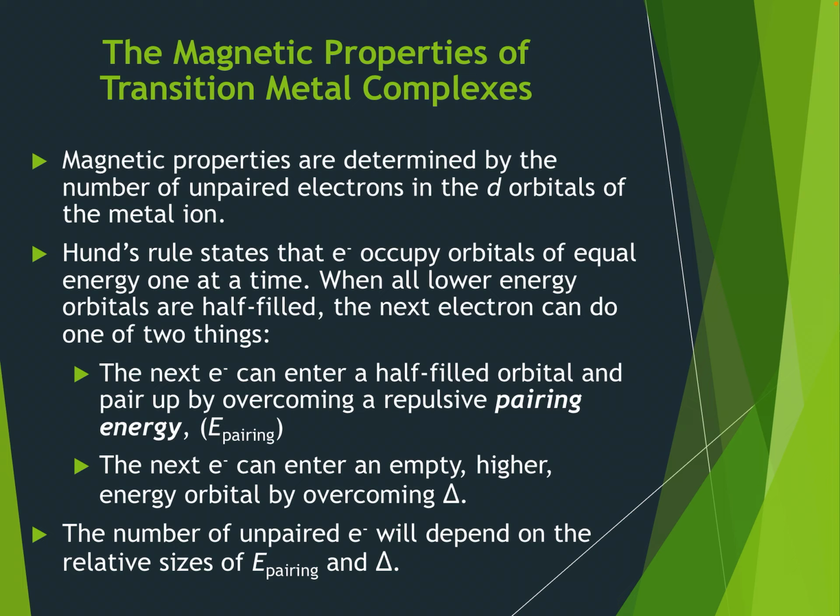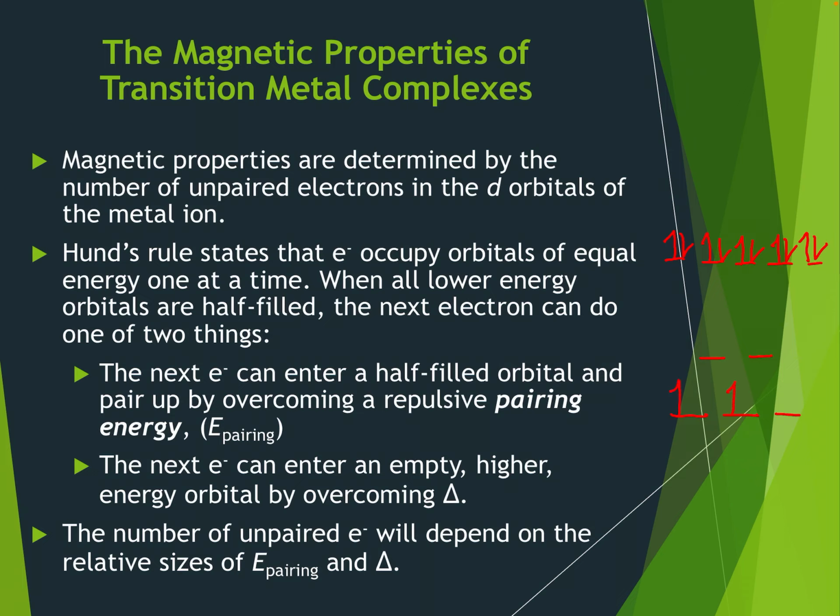Okay, so if we think back to Hund's rule, it states that electrons occupy orbitals of equal energy one at a time. So if we had our 5 d orbitals of equal energy, then we would go, okay, 1, 2, 3, 4, 5, 6, 7, 8, 9, 10, right? Each orbital would get 1 electron before any get 2. But now we have this splitting, right? We have 3 that are the same energy, and then we have 2 that are a different energy. So we have different rules now.